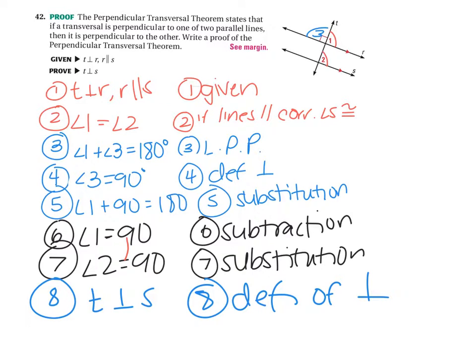I'm sorry, okay? The perpendicular transversal theorem says if a line is perpendicular to one of two parallel lines, then it's perpendicular to the other. So on a test, you can go 1 to 8. 1, T is perpendicular to R, R is parallel to S, given. 8, T is perpendicular to S, reason, the perpendicular transversal theorem. It says if a line is perpendicular to one of two parallel lines, then it's perpendicular to the other one also.